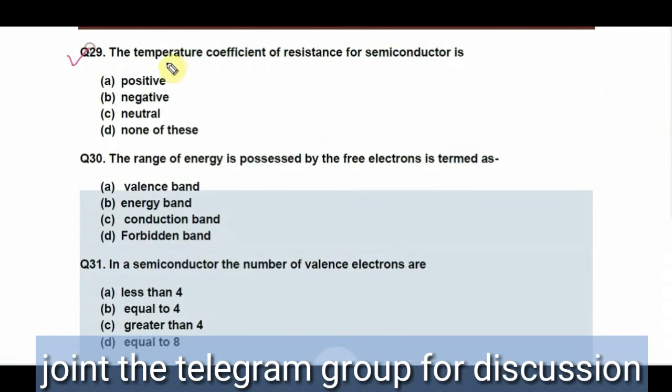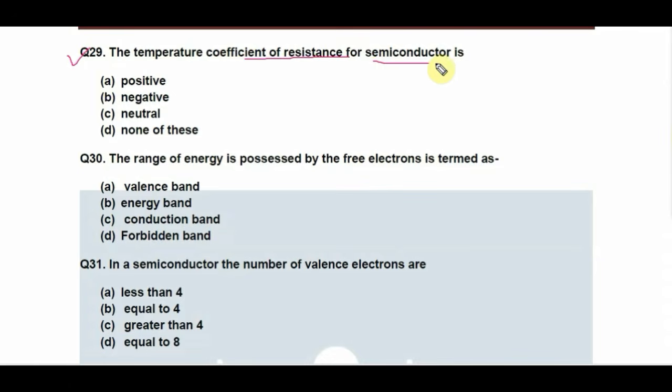Next question, the temperature coefficient of resistance for semiconductor is negative. Option B will be the correct answer. For conductor and insulator, the temperature coefficient will be positive.